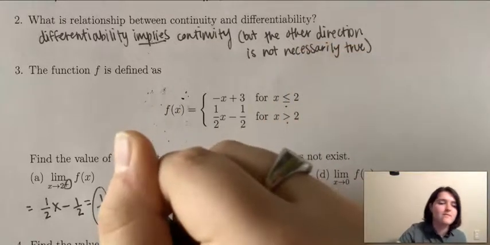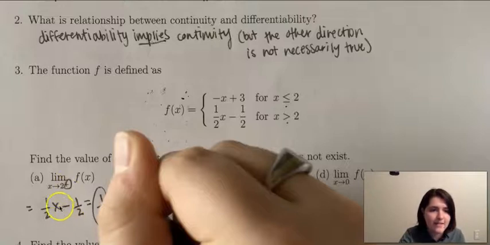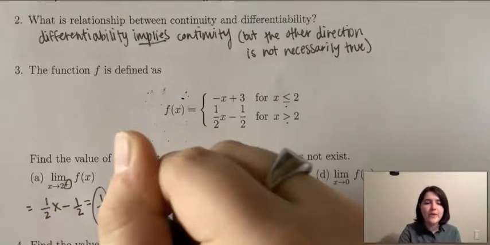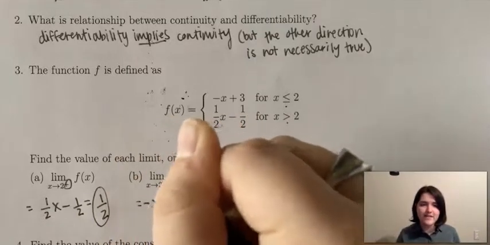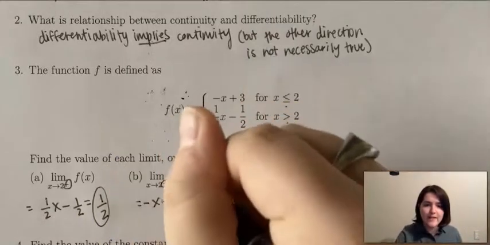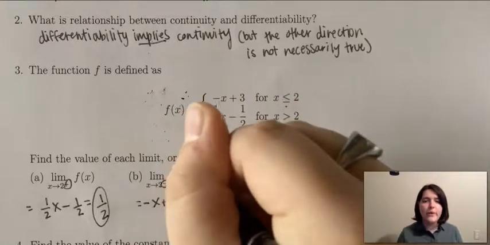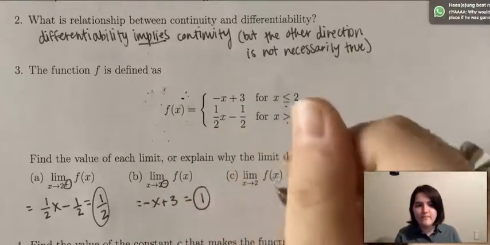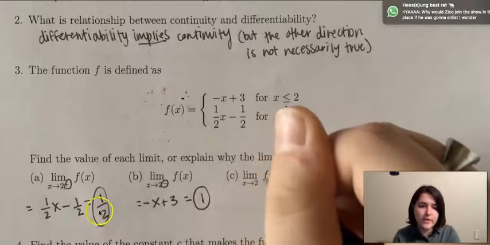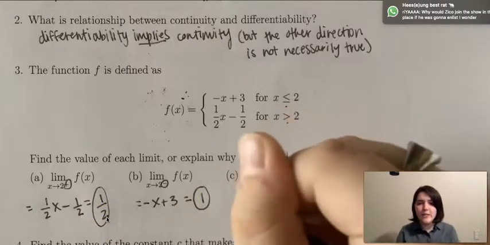And then we're going to plug in. So we have 2 as our number, so we plug 2 into x. 2 divided by 2 is 1. 1 minus 1/2 is 1/2. So there's our value for the right side of the function's limit. And then we have the left side. So the left side, we see the less than. So we use this. We plug in our 2. -2 plus 3 is 1. So then you want to notice that these two numbers are not the same. 1/2 and 1 do not equal each other.